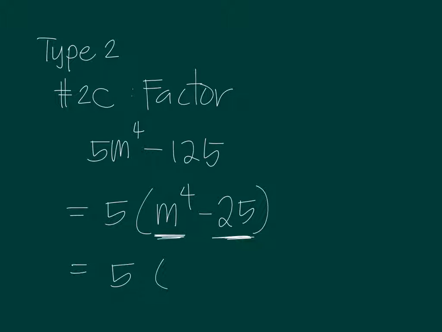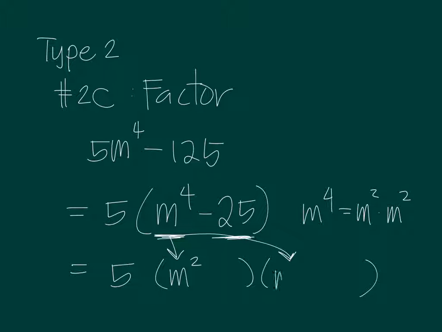So to factor this, we create two binomial factors, and the first terms will come from the m to the 4th. So think of m to the 4 as m squared times m squared. That means we have m squared on the first term for each binomial factor. And then to supply the last terms for each binomial factor, we refer to 25. 25 is 5 times 5. So this is 5 and 5.